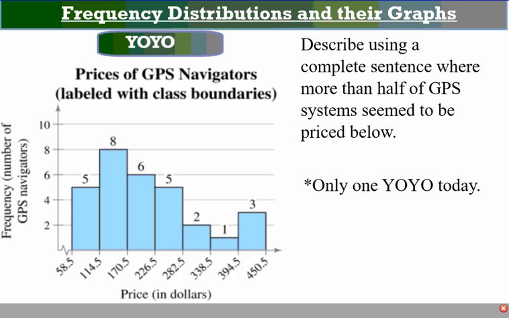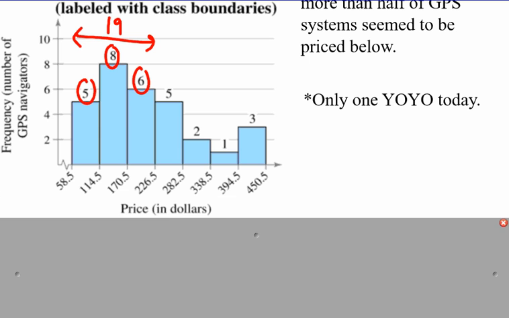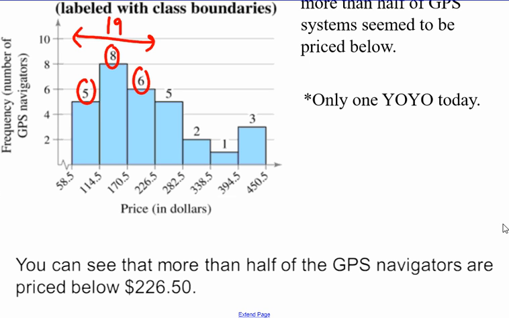Okay, so the first thing you might want to do is tally them up. We had 30, because there were 30 in there. Halfway to 30 would be 15. 5 and 8 makes 13, and 6 makes 19. So right here, there are already 19 of the 30 accounted for. Using the chart, I would say that more than half of the GPS navigators are priced below 226.5, so $226.50. That's the benefit of using a frequency histogram: you can easily answer questions like that. If you want to be competitive, you might want to be below that price point, because more than half of them in the market are below that price point.